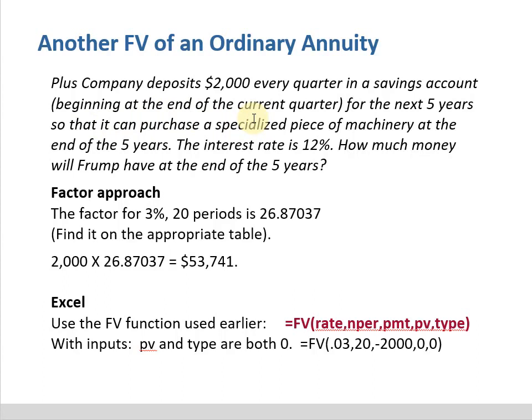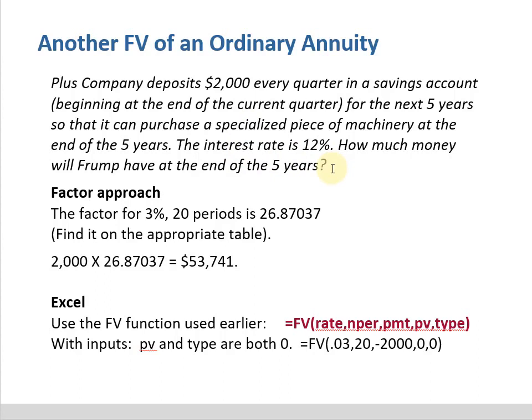They're trying to save money so they can buy this specialized machine. They'll be earning 12% annual interest, and once again, it's a future value of an annuity question because we want to know how much those 5 payments will accumulate to at the end of 5 years.